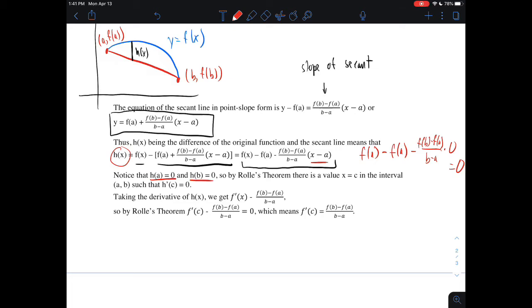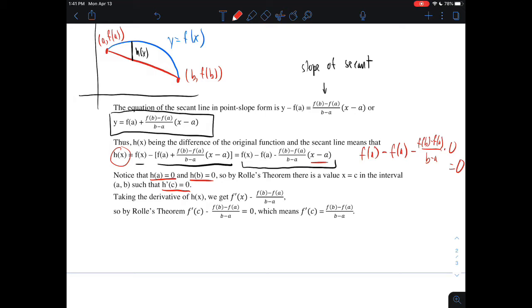So by Rolle's theorem, this means that there has to be a value x equals c in the interval a, b such that the derivative of h evaluated at c is equal to 0. So let's actually find the derivative of h of x. The derivative of h of x would be f prime of x minus the derivative of f of a, which is 0, and then minus the slope of the secant line, which is just f of b minus f of a divided by b minus a.